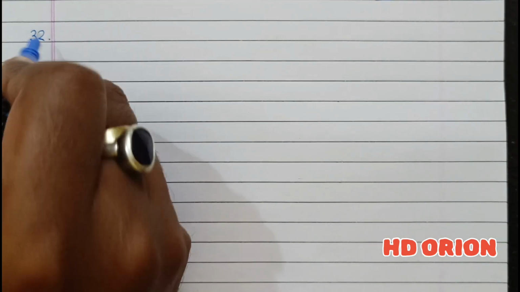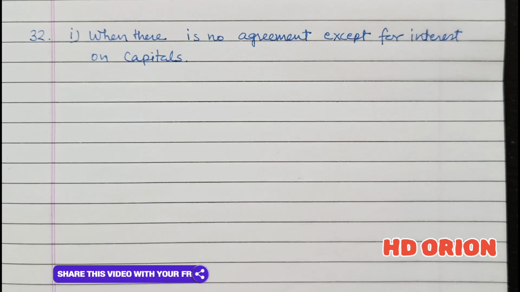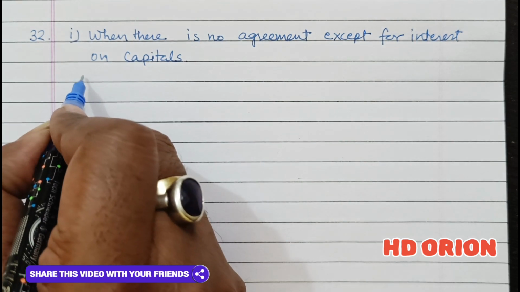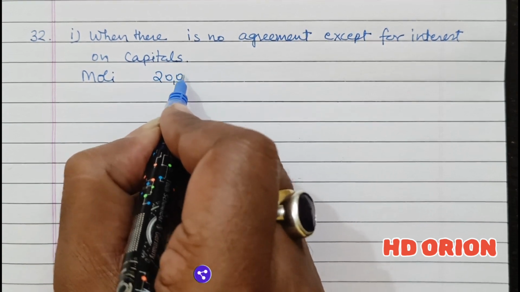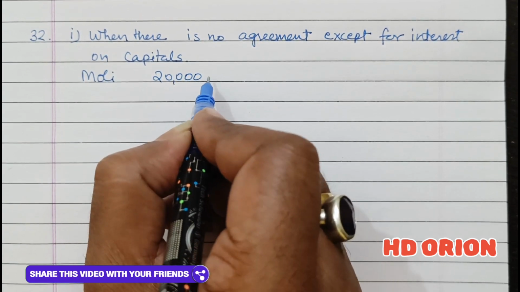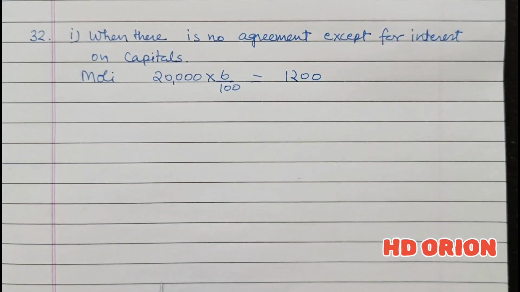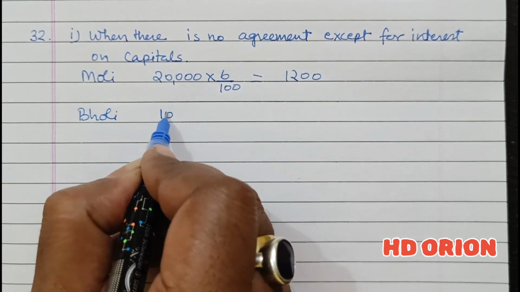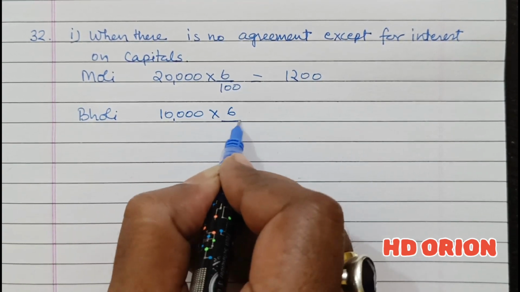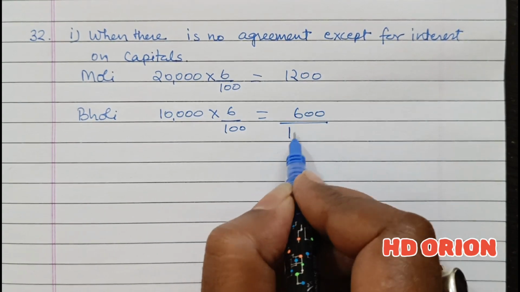Solution 32. Case 1. When there is no agreement except for interest on capitals. So let us calculate interest on capital for both the partners. First is Molly. Molly's capital is rupees 20,000 and rate of interest as given in the partnership deed is 6%. So for the whole year it is 1200 rupees. And for the other partner, Bholi, Bholi's capital is rupees 10,000 and same 6% and it is 600. So total interest on capital is rupees 1800.